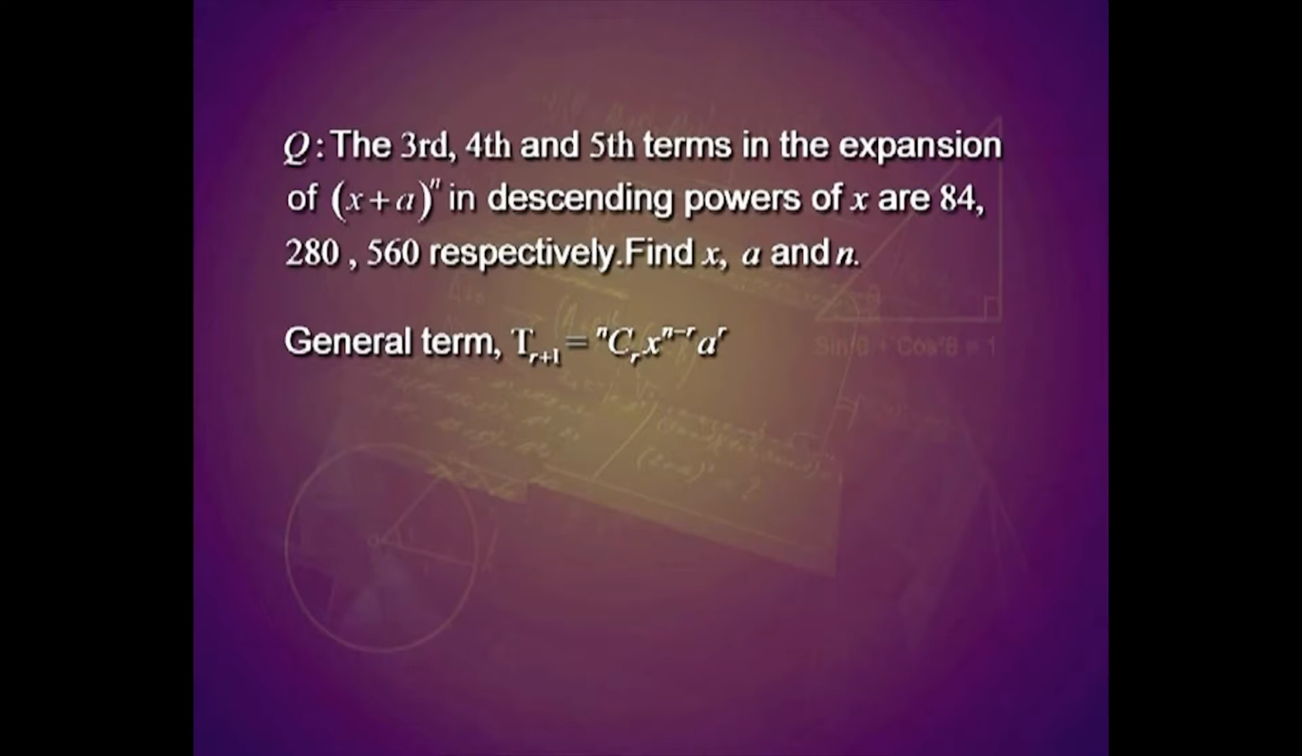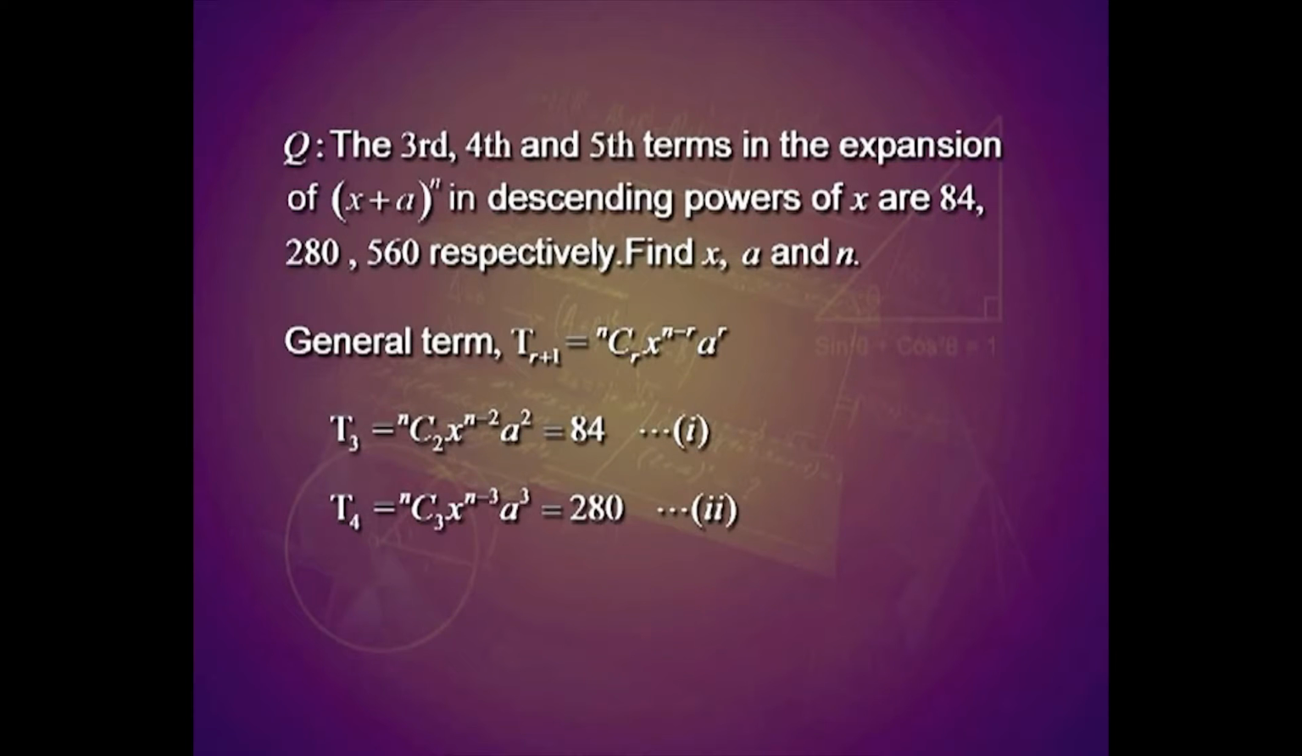So, if we rewrite the third term whose value is given to be 84, we get our first condition, which is nC2 x to the power n minus 2 a squared. For T4, r is now 3: nC3 x to the power n minus 3 a cubed is equal to 280. So, that is the second condition, and the third condition comes from knowing that the fifth term is 560. The fifth term will be nC4 x to the power n minus 4 a to the power 4. So, for the fifth term r is 4. Now, from these three equations we have to solve for x, a and n.